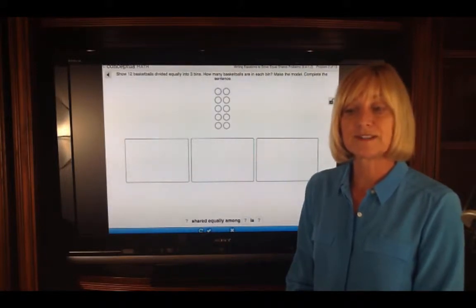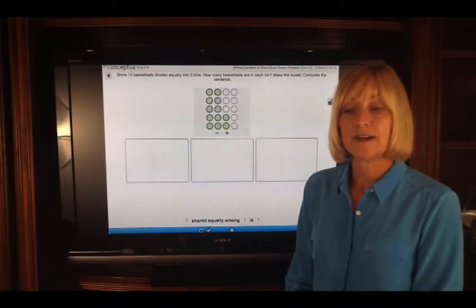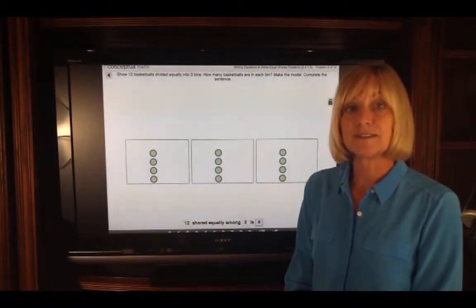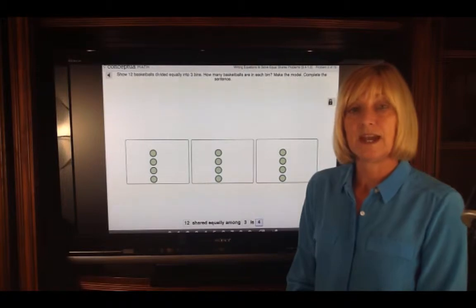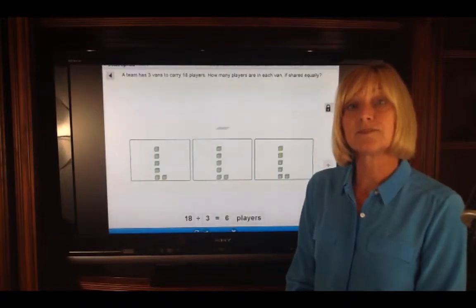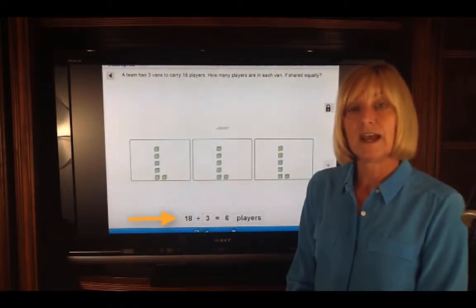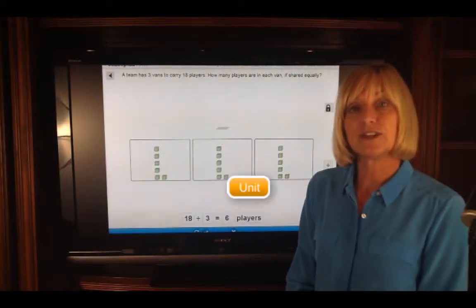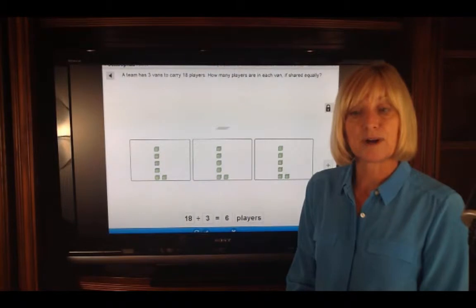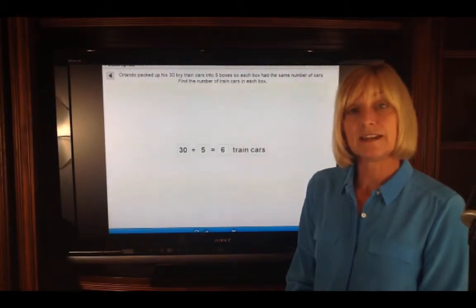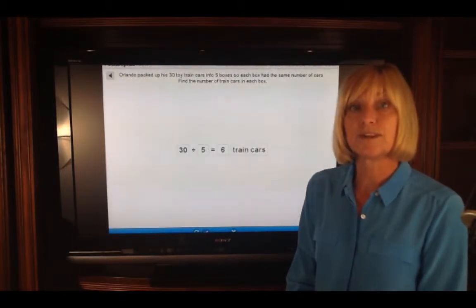So 12 basketballs, they create them, they separate them into bins for equal size groups and complete the sentence at the bottom. As they move through the week, the sentence is replaced with an equation, and they are introduced to the idea of the unit, in this case players. So students read a word problem, they create the model, and they have to identify what does the quotient represent. And at the end of that first week, the models fade and they're working with numbers only, with and without context.